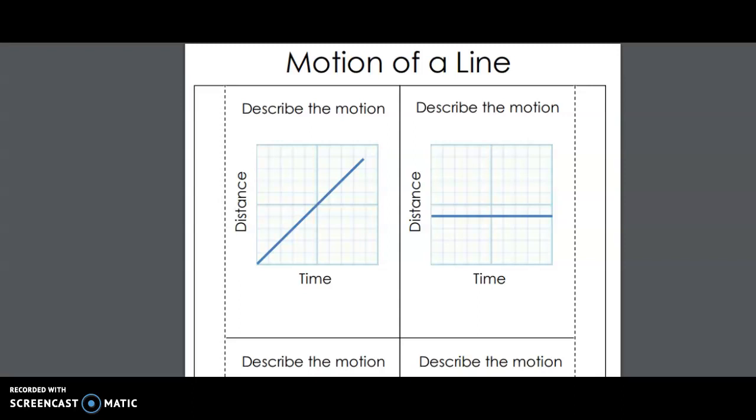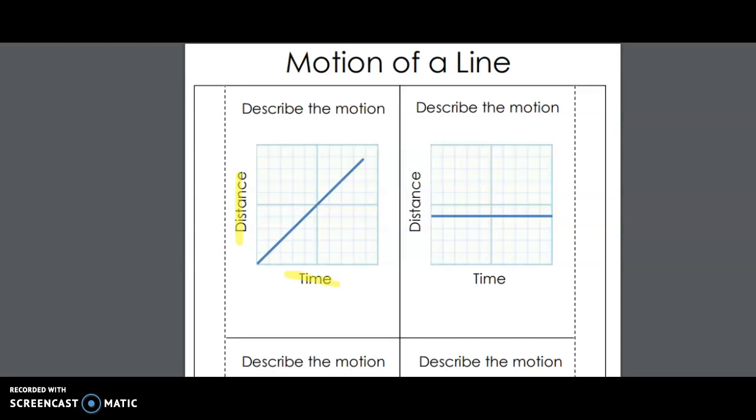Now, if we follow what we said is the number 1 rule, what's the first thing I should do before I start doing anything else, Stacy? I need to see what kind of graph this is, and I'll notice that this is a distance time graph. Do you see that? Distance time graph.